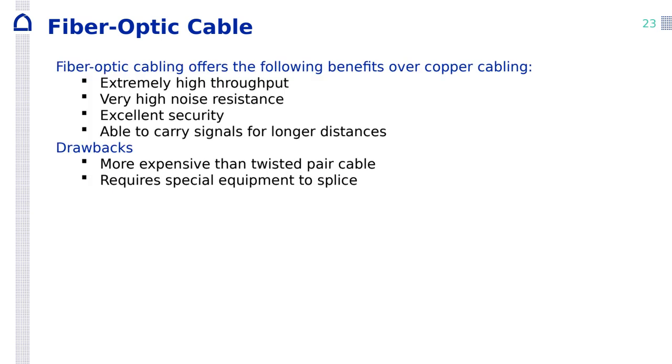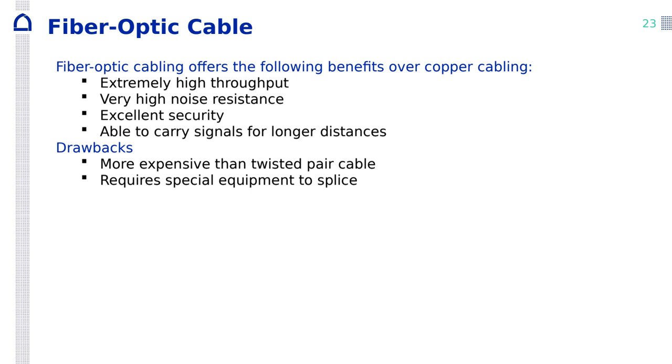These are the benefits or advantages of fiber optic: high throughput, very high noise resistance, excellent security, and able to carry signals for longer distances. The disadvantages, of course, it's more expensive and requires special equipment to splice. To deal with the cabling, fiber needs more training for the technician and more expensive equipment. Not anyone can do the connection of the fiber. We call it splicing.